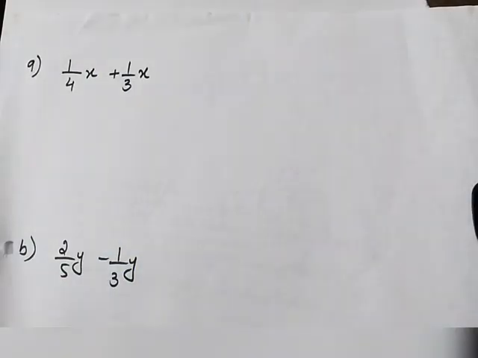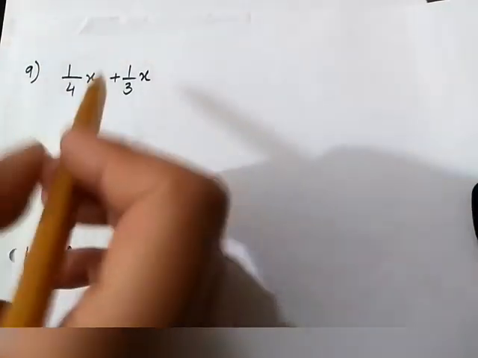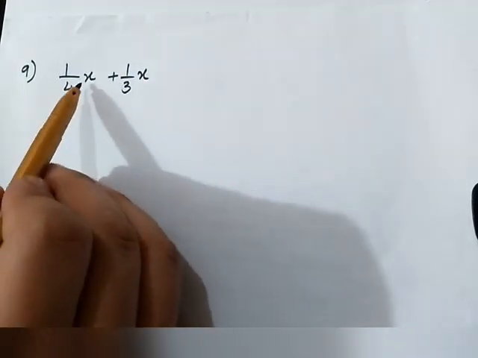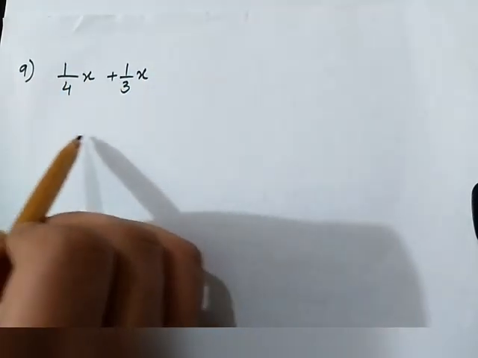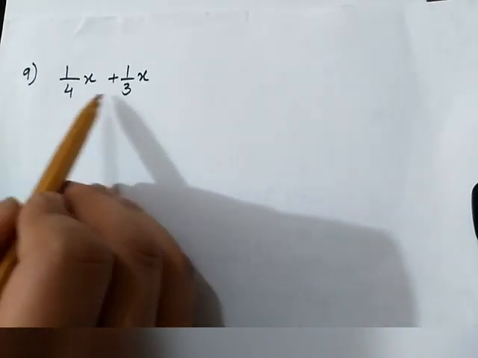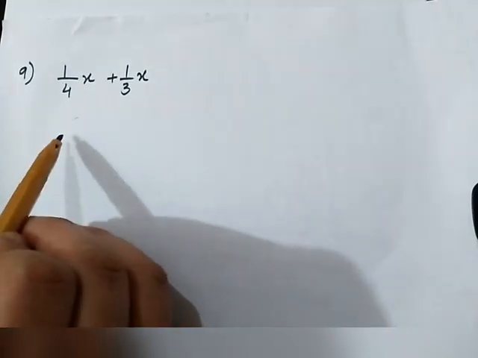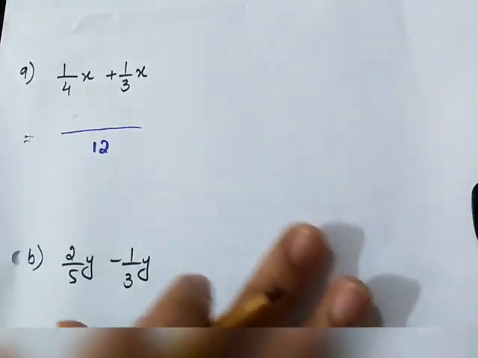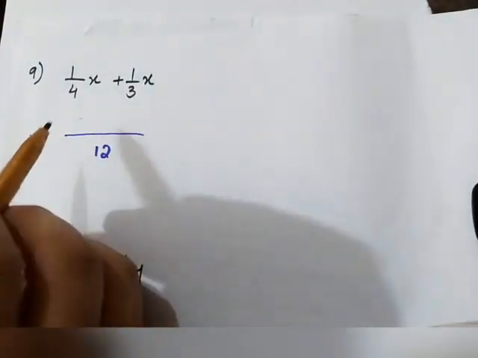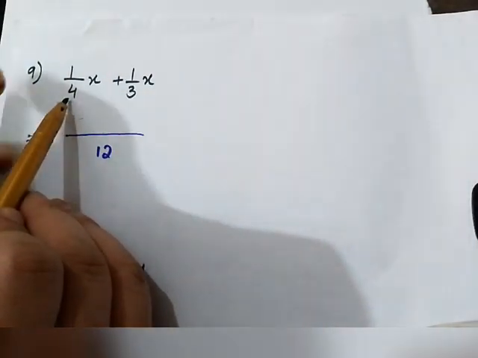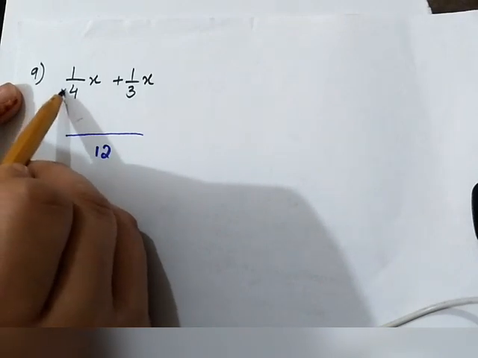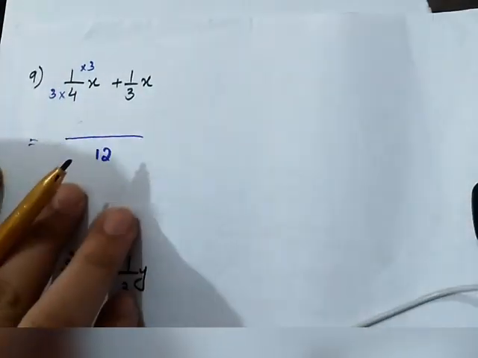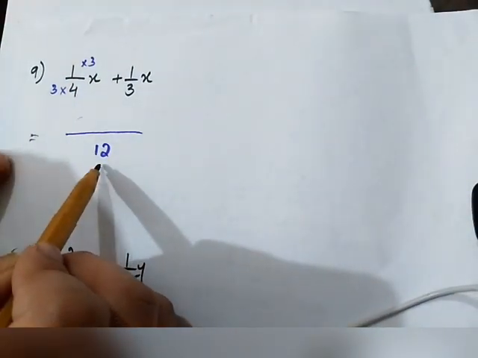Simplify each of the following expressions, and it is part A of question 9. Here you can see that there are two fractions that contain a variable x. As both the fractions have the variable x, we can simplify this. Here we take the LCM of 3 and 4, and the LCM of 3 and 4 is 12. Now 3 4s are 12, that is already written in the LCM.